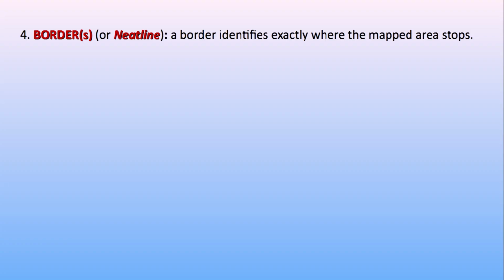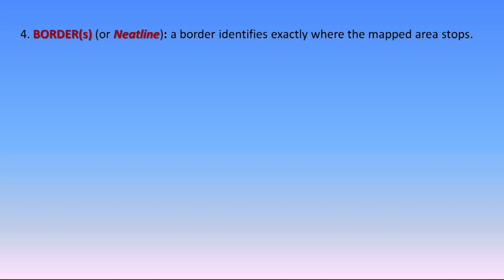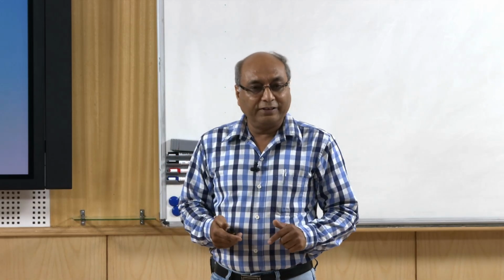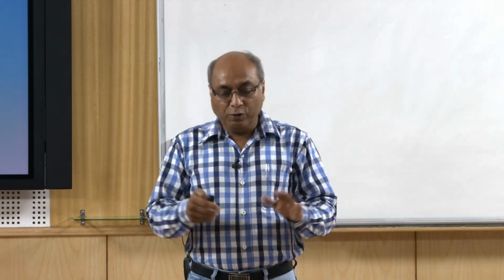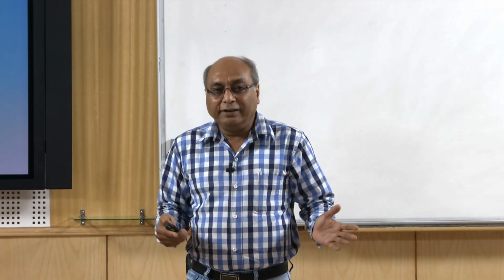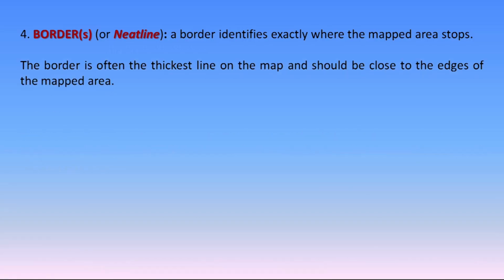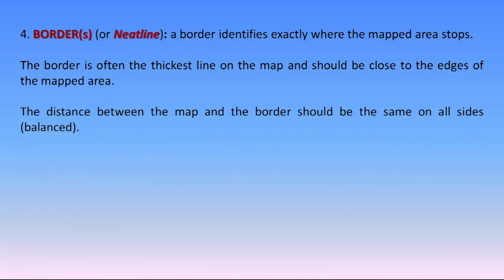The fourth one is the border or neat line. That also defines that this is the area of interest, this is what I have worked on. If you do not have any border or neat line, then it looks like an incomplete kind of thing. So that is another important thing one should have along with your map outputs.